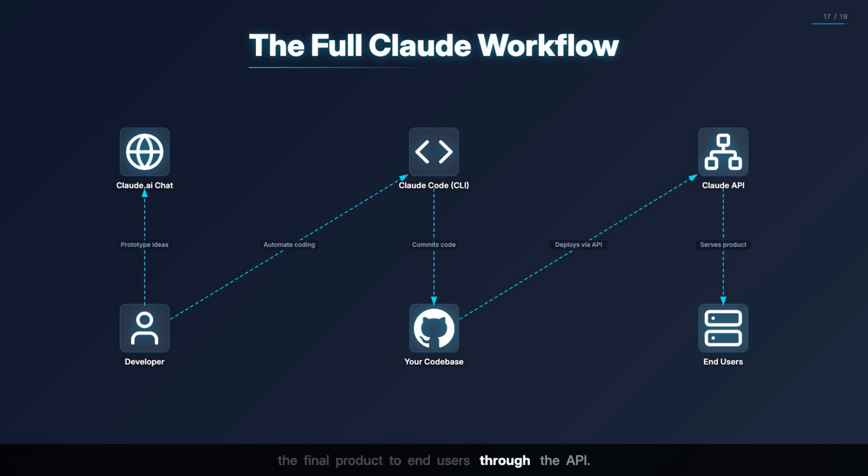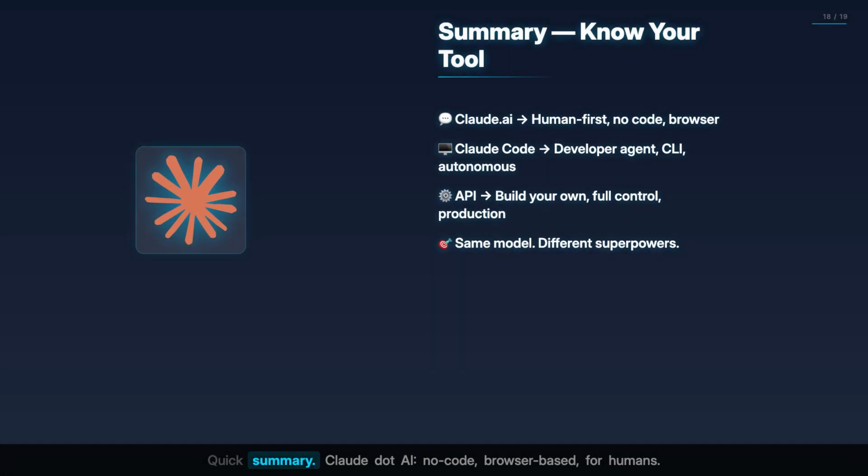through the API. Quick summary: Claude.ai, no-code, browser-based for humans. Claude Code, agentic CLI tool for developers who want AI in their workflow. Claude API, raw programmatic access for teams building AI-powered products. Same model, totally different power.